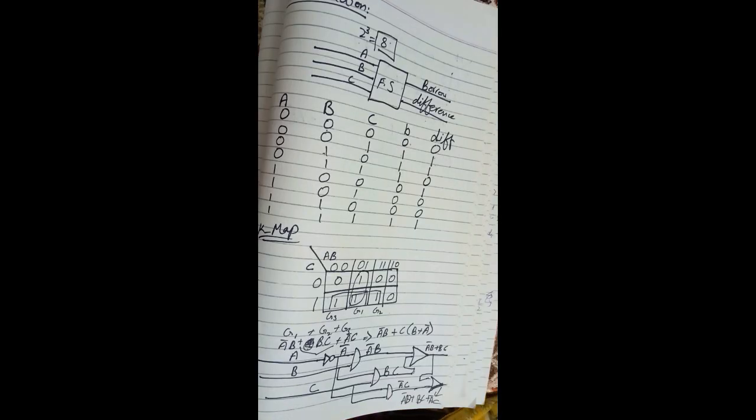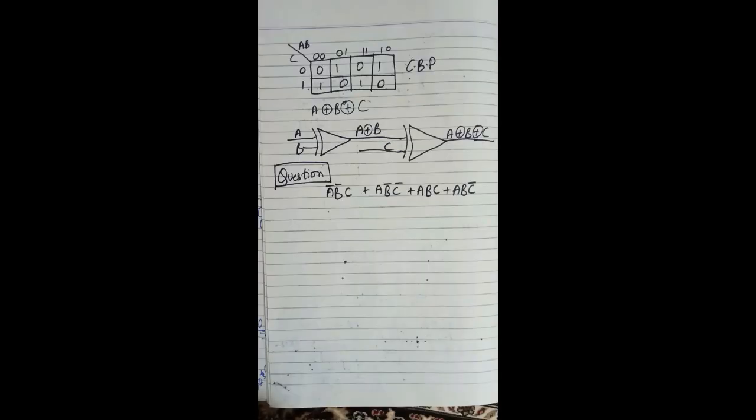I hope this topic is clear to you. We did the subtraction, the half subtraction and the full subtraction, the K-maps and the borrow and difference. And now we will do one question, that which kind of question we can get for the K-map with the half subtraction or the full subtraction. Let's take an example. So this is the kind of question we can get.